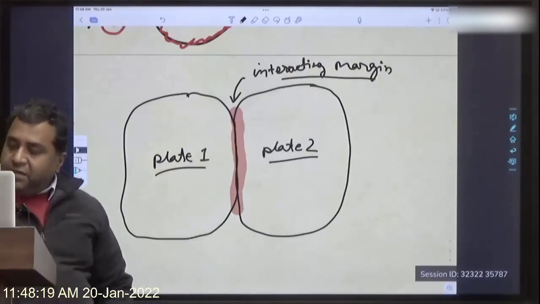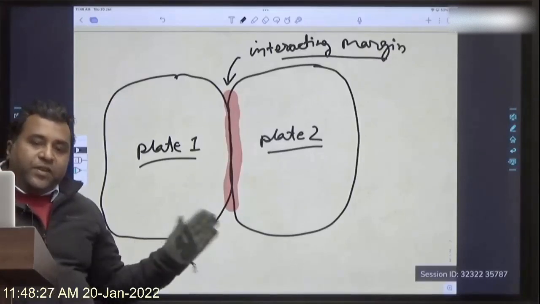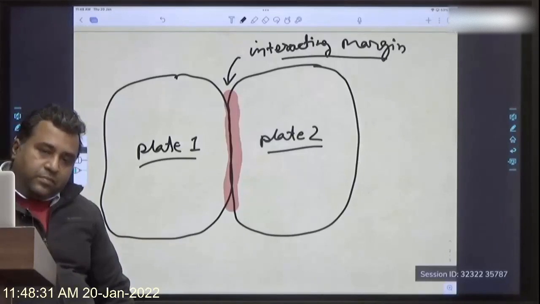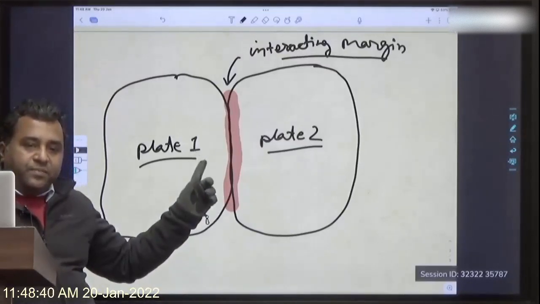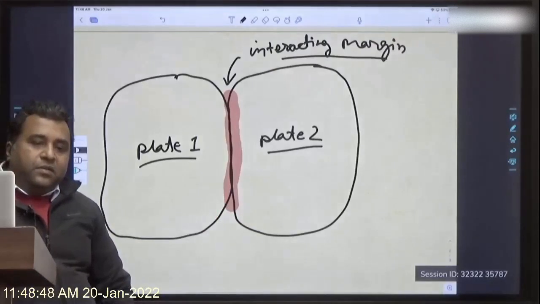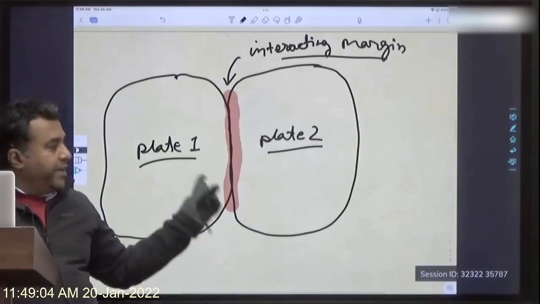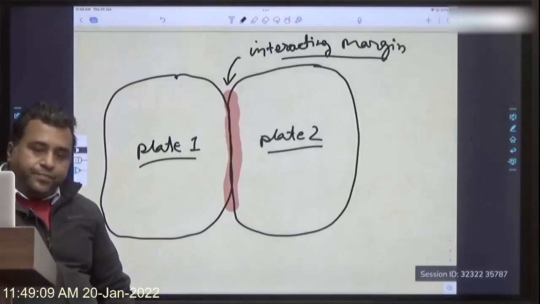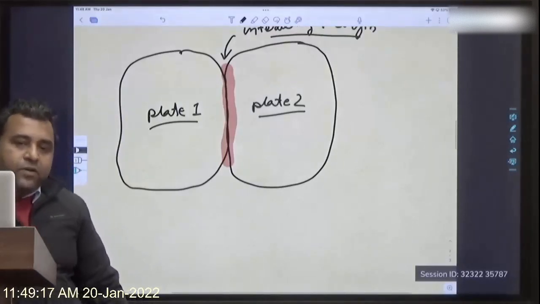Okay, interacting margin. Then on the basis of type of crust on the two sides of this margin, this side as well as that side of this margin, the two plates will be called continental plates or oceanic plates.